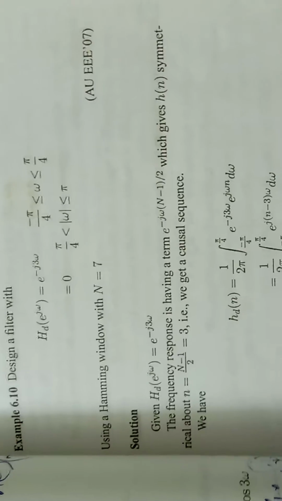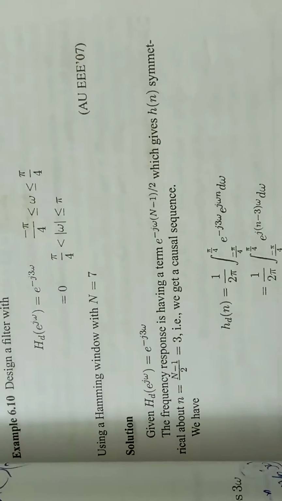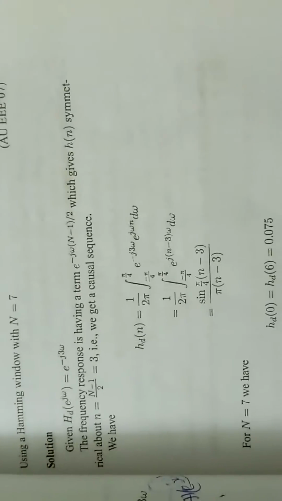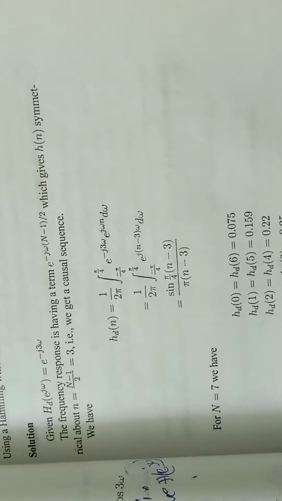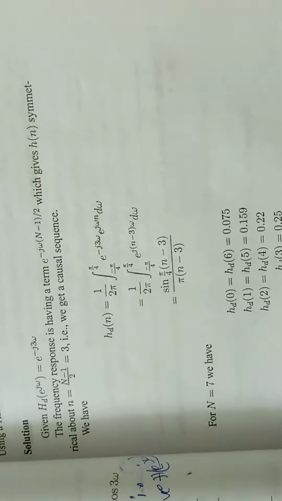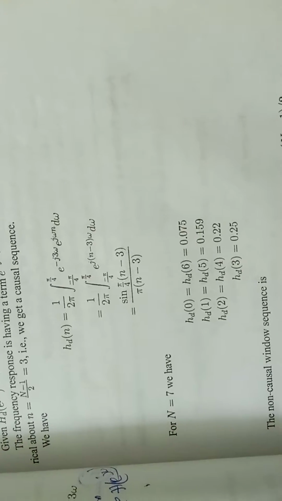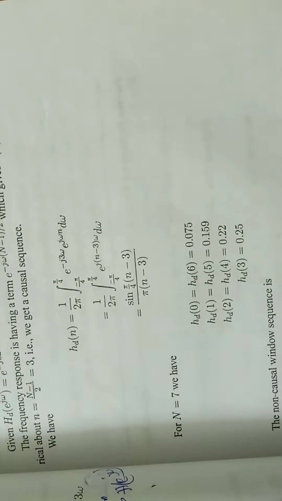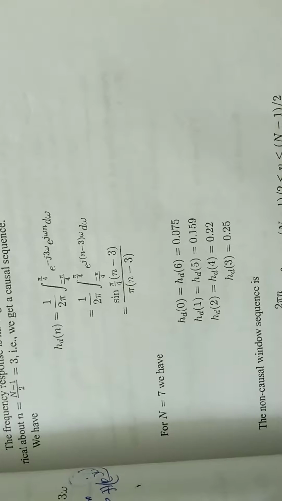Here we have to shift by how much? N minus 1 by 2, that means 7 minus 1 is 6, by 2 becomes 3. Is it clear? The remaining procedure is as it is, guys. First of all, apply the inverse Fourier transform. Then, very important, in the previous one we calculated hd of 0 separately, hd of 1 and minus 1, 2 and minus 2 separately, but here hd of 0, 1, 2, 3, 4, 5, 6. If you observe, we have calculated 0 and 6, 1 and 5, 2 and 4, 3.